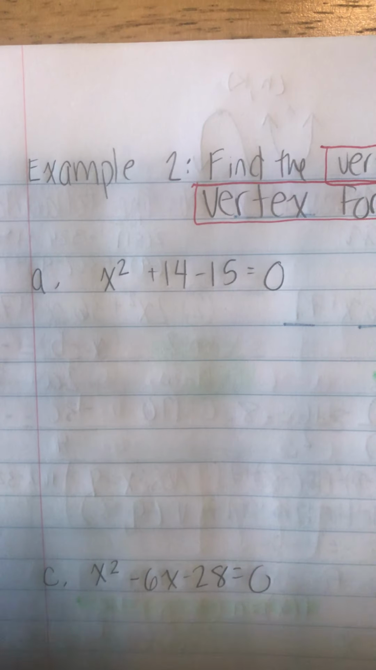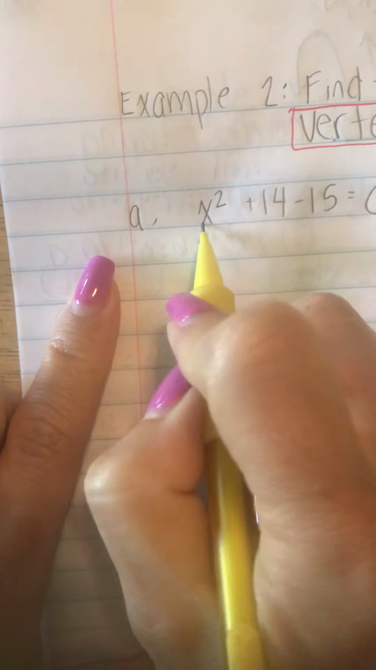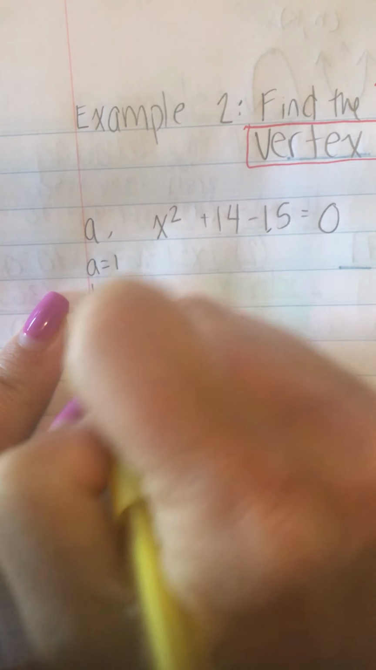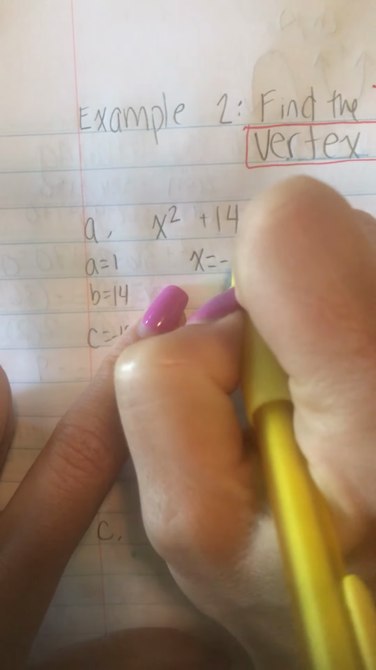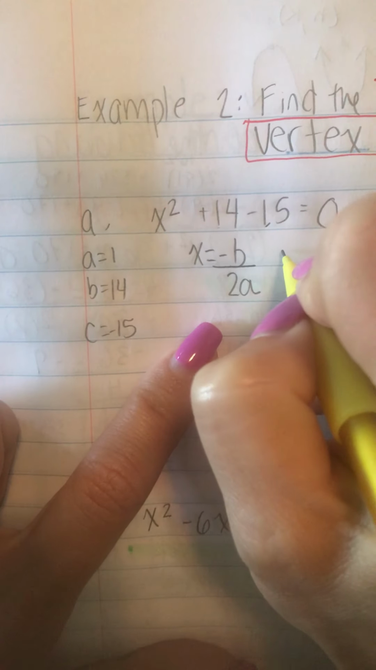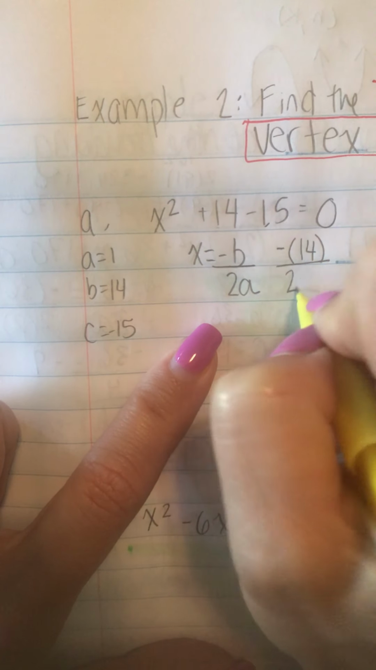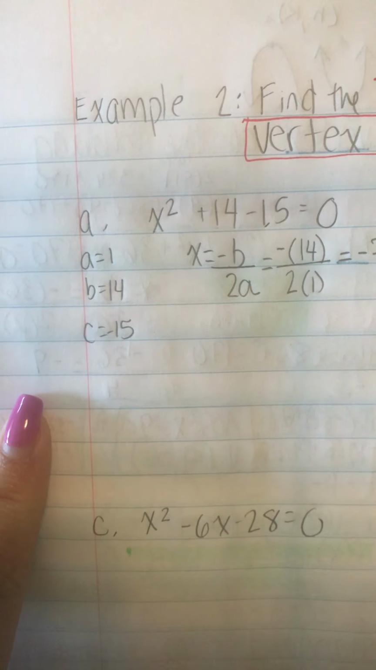So same thing, we're finding the vertex and then putting it in vertex form. So step 1, make sure it's in standard form, highest to lowest. Step 2, identify A, B, and C. A is 1, B is 14, C is negative 15. Step 3, find the vertex. Write your formula, negative b over 2a. Plug it in, negative 14 all over 2 times 1, which gives me negative 7.